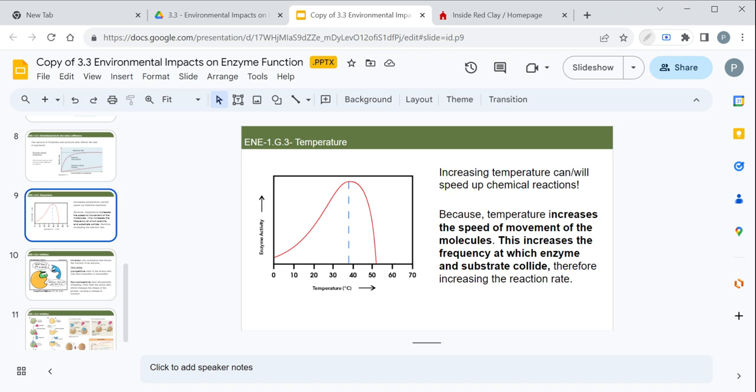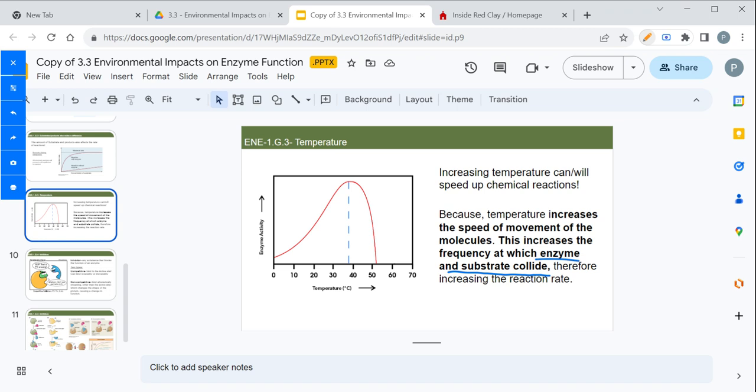Like if you were to put Kool-Aid or a lemonade powder into water, you can pour the stuff and it'll eventually diffuse, or you can stir it in order to increase collisions. That's what this is referring to. It's talking about the substrates colliding with the enzymes to be able to make more reactions take place.